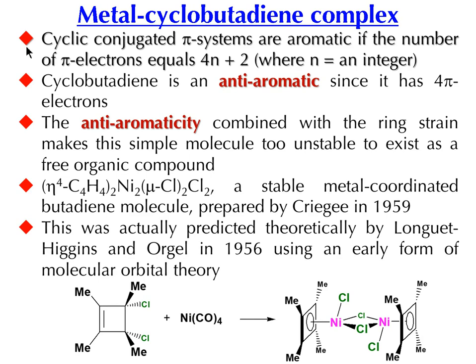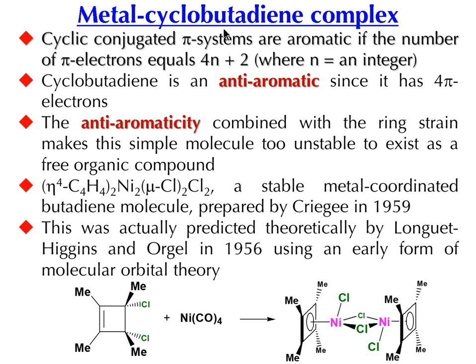Cyclic conjugated pi systems are aromatic if the number of pi electrons is equal to 4n plus 2, where n is an integer number. Cyclobutadiene is anti-aromatic since it has only 4 pi electrons, and this property combined with the ring strain makes the simple molecule unstable to exist. So cyclobutadiene is an unstable molecule to exist in our system.